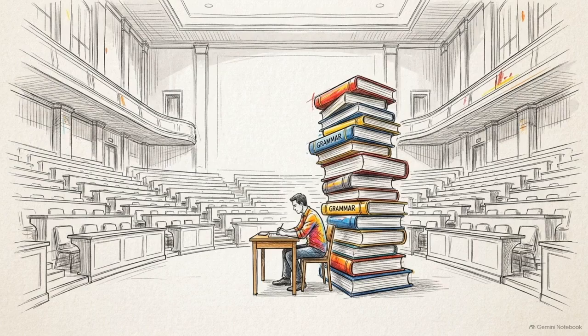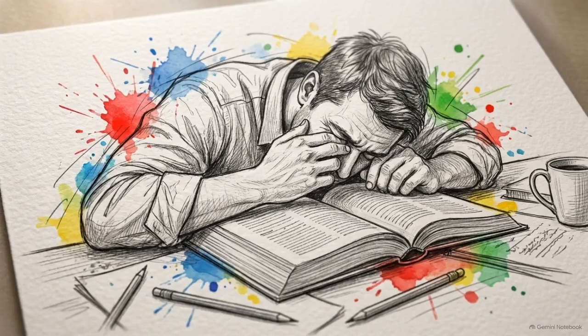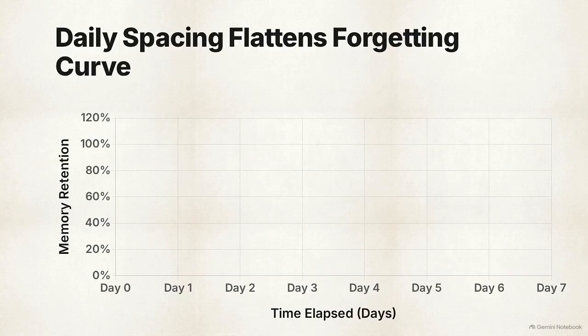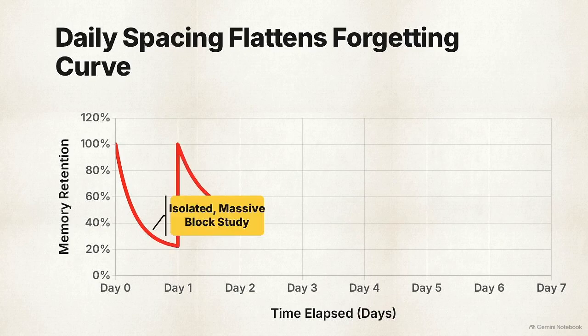Traditional, hour-long language lectures create significant cognitive load. This fatigue causes the brain to stop processing new information quickly. The forgetting curve illustrates how rapidly the human brain discards new language concepts when they are studied in isolated, massive blocks. This chart shows the spacing effect in action.